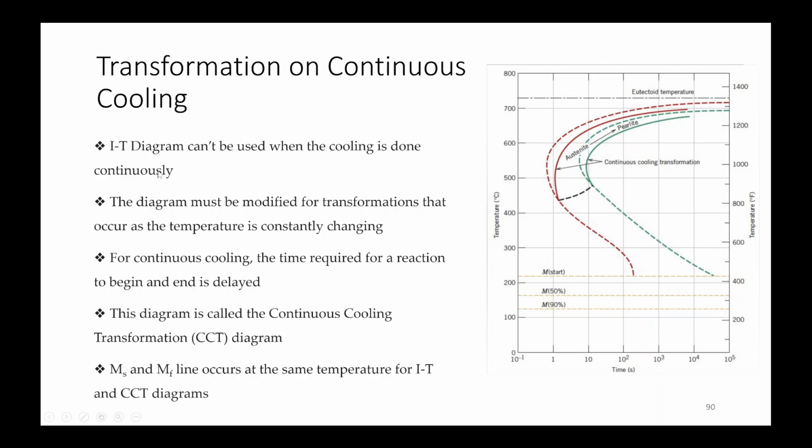So isothermal diagrams can't be used when cooling is done continuously, and the diagram must be modified for transformations that occur as the temperature is constantly changing. And for continuous cooling, the time required for a reaction to begin and end is delayed. This diagram is called the continuous cooling transformation diagram. Here the MS and MF lines occur at the same temperature for IT and CCT diagrams.